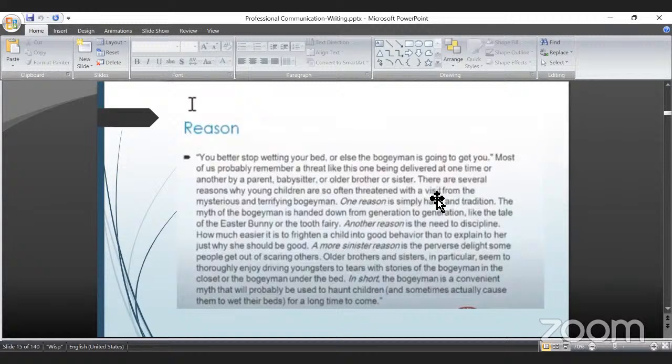Look at this one. Okay, what was your topic sentence? There are several reasons why young children are so often threatened with a visit from the mysterious and terrifying bogeyman, right? This was our topic sentence. Now look at the last sentence. In short, the bogeyman is a convenient myth that will probably be used to haunt children and sometimes actually cause them to wet their beds for a long time to come. If you read these two sentences together, the topic sentence and the concluding sentence, don't you think the concluding sentence is used to restate, or reinforce, what has been said in the topic sentence?